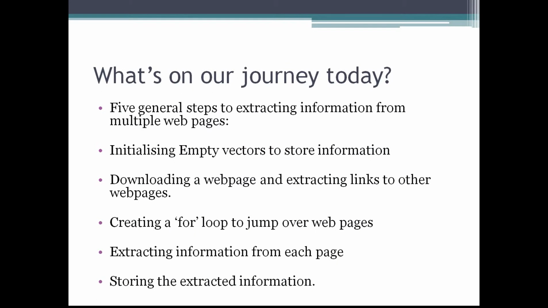So in today's short tutorial we're going to look at the 5 general steps to extracting information from multiple web pages. So we're going to look at how to initialize empty vectors to store information. We're going to think about downloading a web page and extracting links to other web pages. We're then going to use a for loop to follow those links that we've extracted onto multiple other pages, and on each of those pages that we then visit we're going to extract information from each page. In particular, we're going to extract the title, the highlights, the main text and the author's names, and then we're going to think about how we can actually go about storing that extracted information.